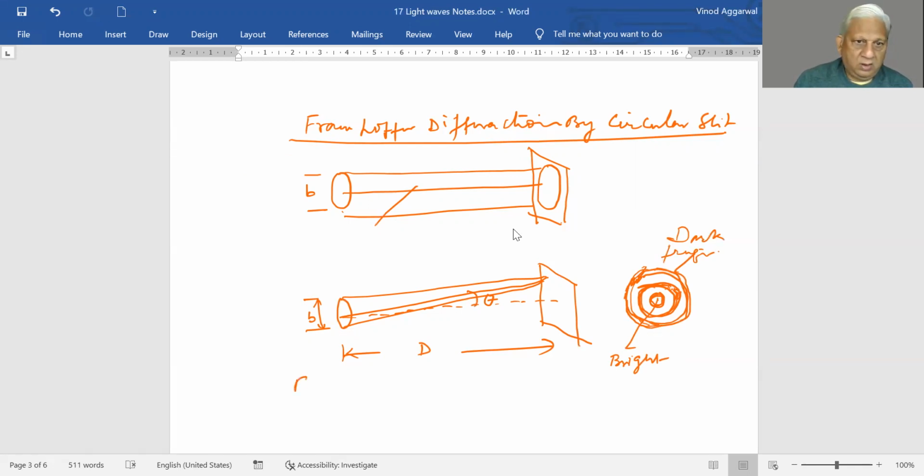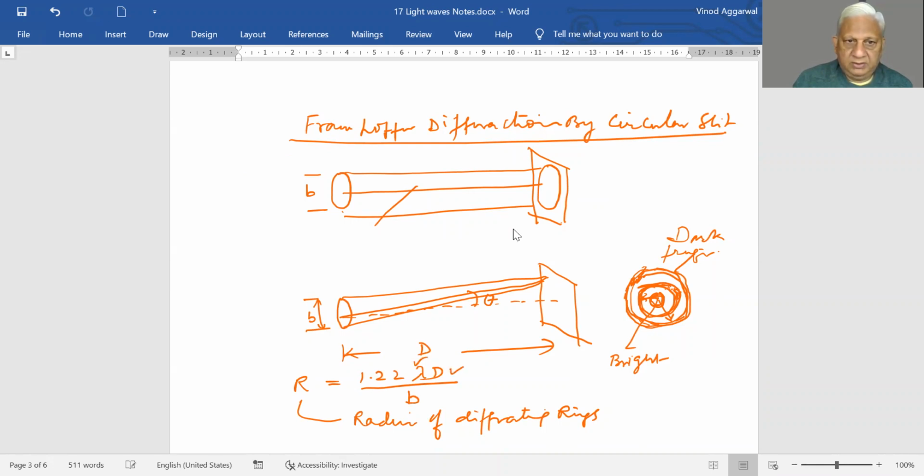The radius R, if we define R as the radius of diffracting rings, if we take this fringe, then this will be the radius, or if we take this fringe, then this will be the radius. This radius is given by 1.22 lambda D by b. Lambda we know is the wavelength of light, D is this distance between slit and the screen, and b is the diameter of the slit. Now, the mathematical derivation of this formula is beyond the scope of our study. We take it as it is for the sake of convenience.